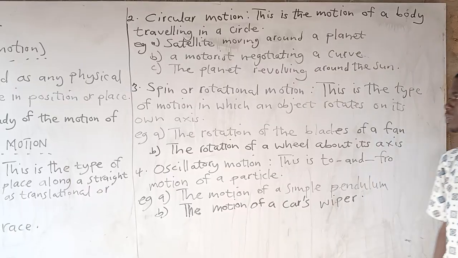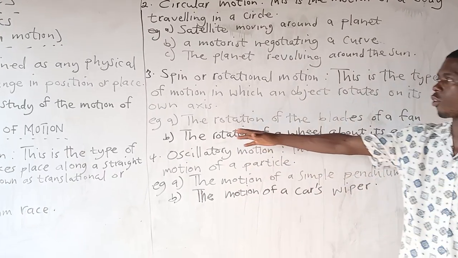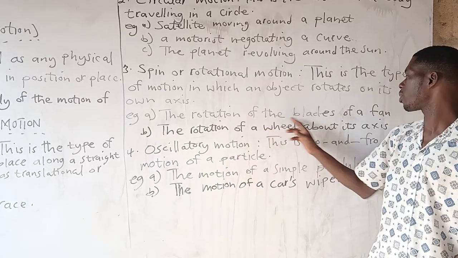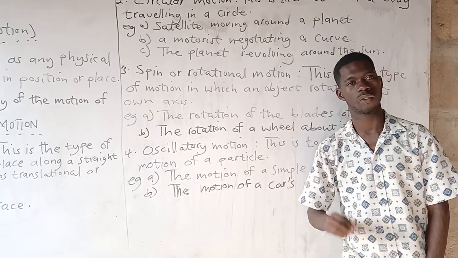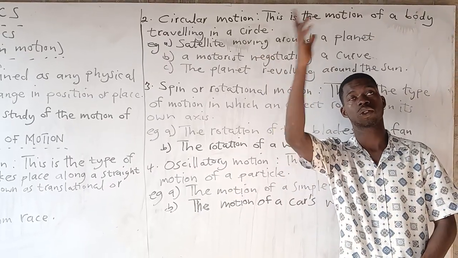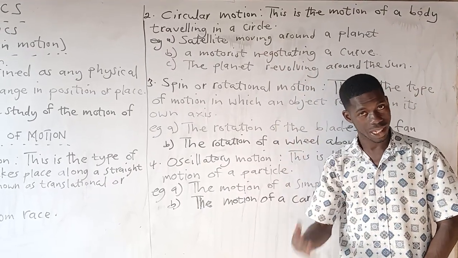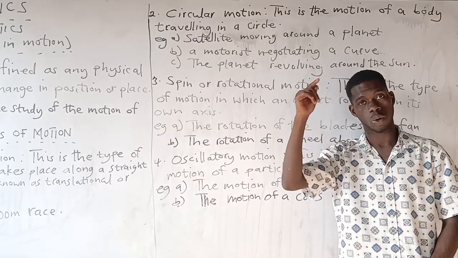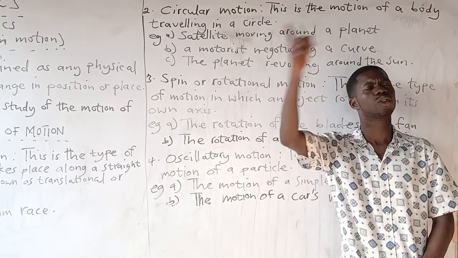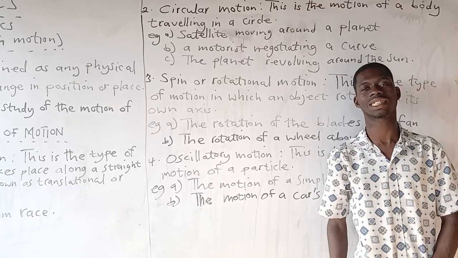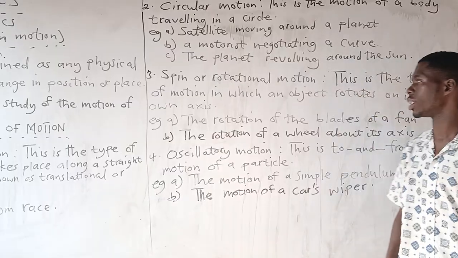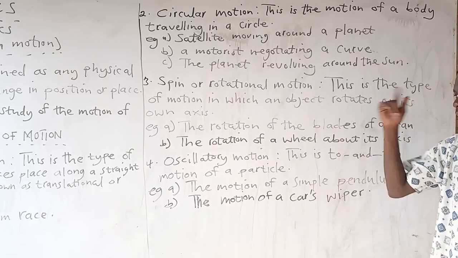So spin or rotational motion is a type of motion in which the object rotates on its own axis. An example of spin or rotational motion is the rotation of the base of a fan. We can see that the fan also rotates on its own axis. When you switch it on, it rotates, but while it is rotating, it rotates on its own axis. That's one example of rotational motion.